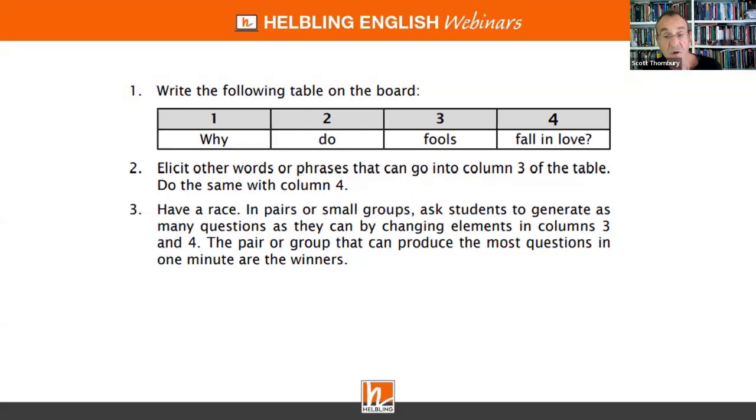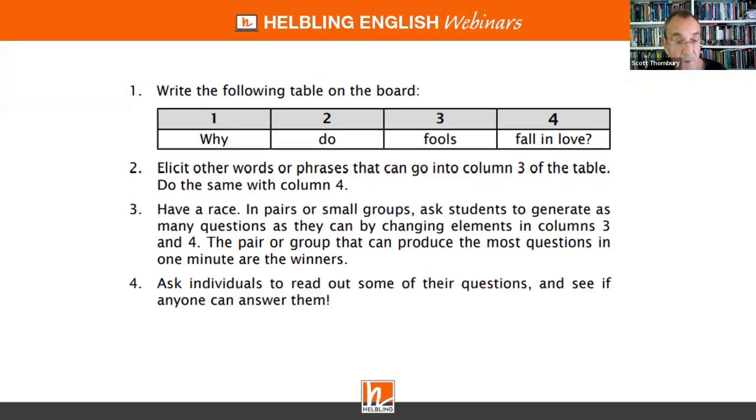Or it could be the most questions, or it could be the funniest questions, or it could be the most surreal questions, or whatever. And then finally, ask individuals from each group to read out some of their questions and see if anyone can answer them. Why do dogs eat tennis balls? Anybody know? So that's one activity using this very simple format. So what the students have done is actually created, between a class, they've created a lot of questions, and they've created possibilities for conversation. Here's another one.